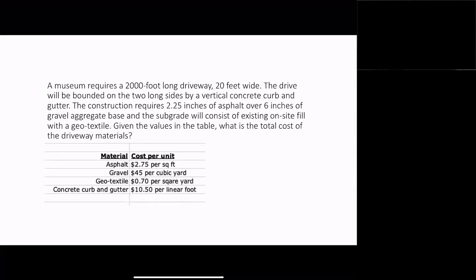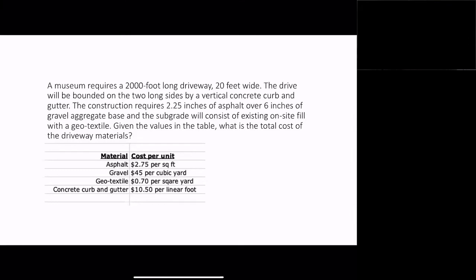The drive will be bounded on the 2 long sides by a vertical concrete curb and gutter. The construction requires 2¼ inches of asphalt over 6 inches of gravel aggregate base, and the subgrade will consist of existing on-site fill with a geotextile. Given the values in the table, what is the total cost of the driveway materials?